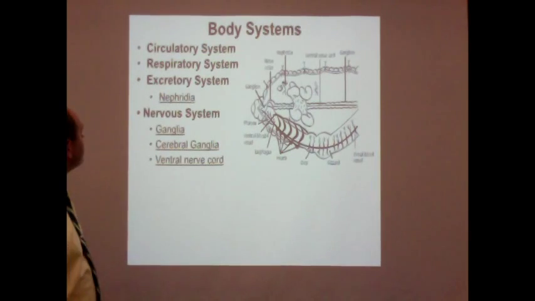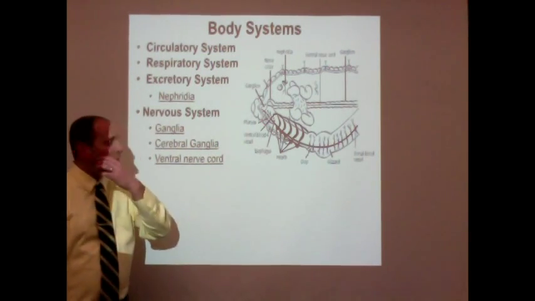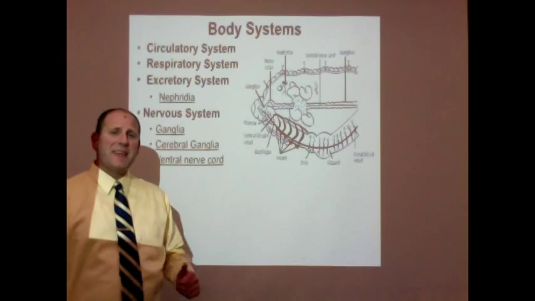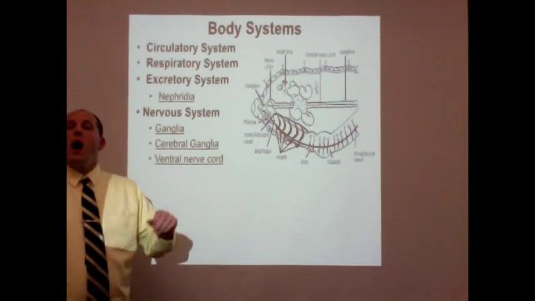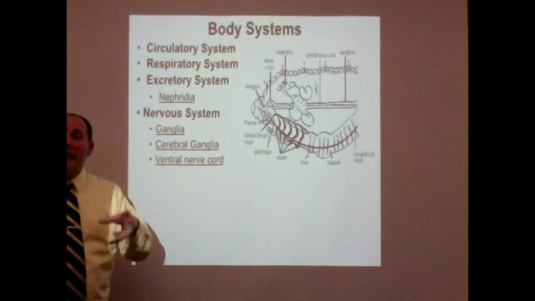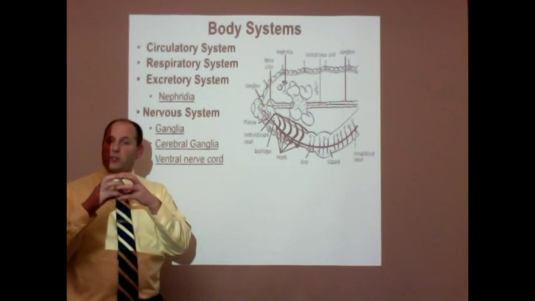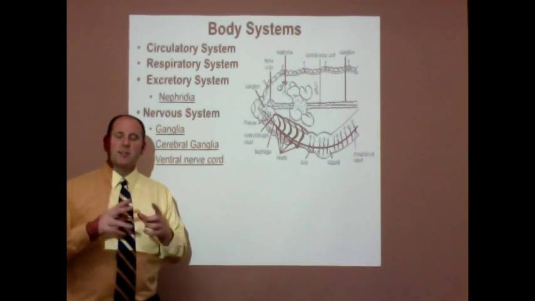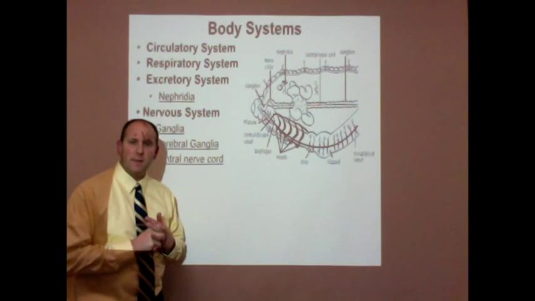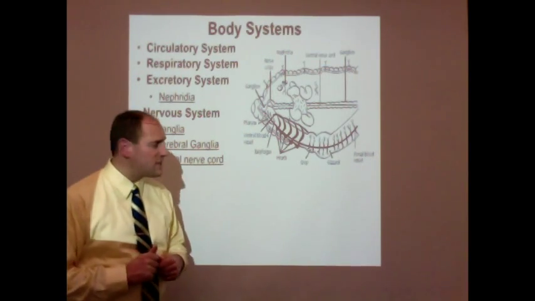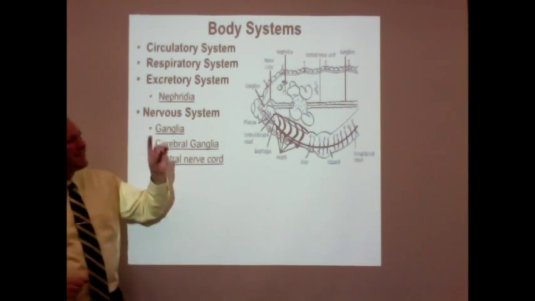Now, the next system is the nervous system. We'll actually take a look at the nervous system in the activity that we're going to do. It is made up of ganglia, which again are just bundles of nerve cells. We talked about those with the nematoda and with the platyhelminthes. The ganglia are a little bit different here.